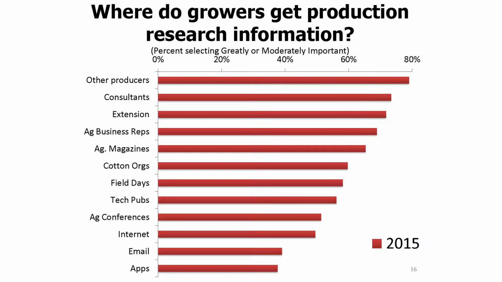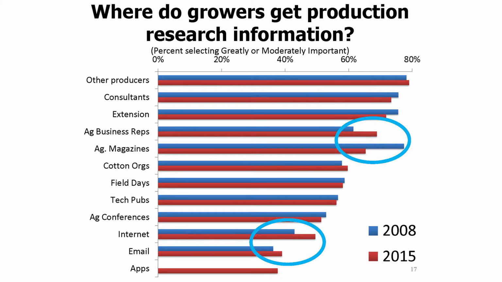And so these are very straightforward, just like we heard from those research leads. Their neighbors, neighboring farmers, are really important. Consultants, extension, ag business reps, looking pretty good. A lot more emphasis on the technical people industries provide. Ag magazines, cotton organizations, field days, conferences, internet, email, apps are way down toward the bottom.